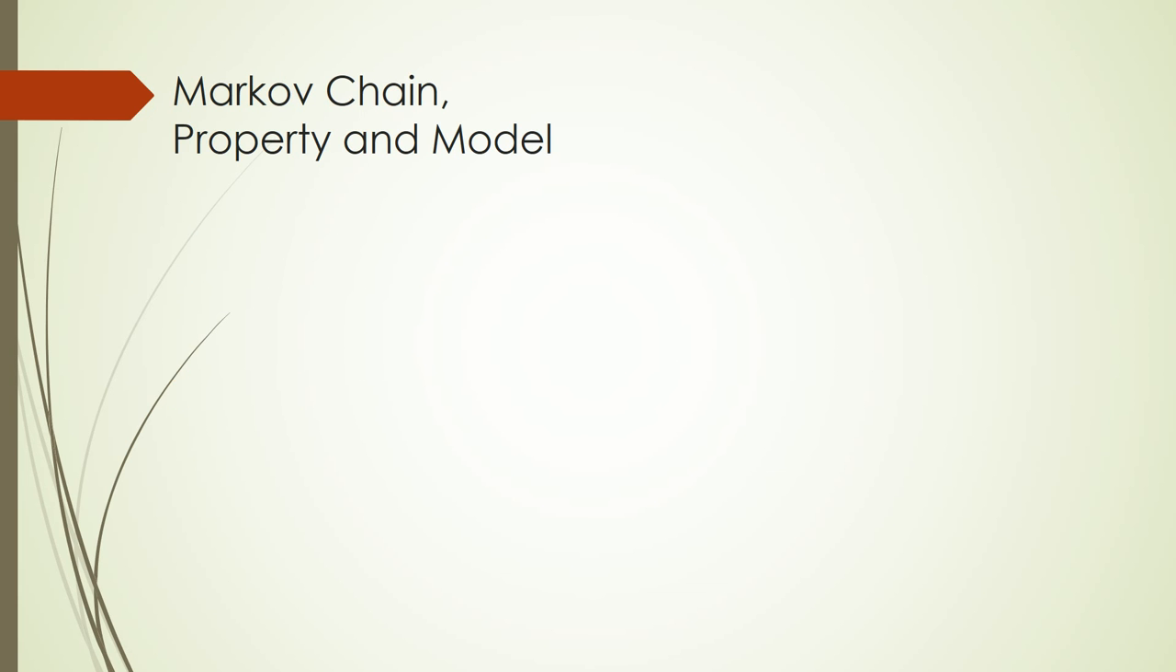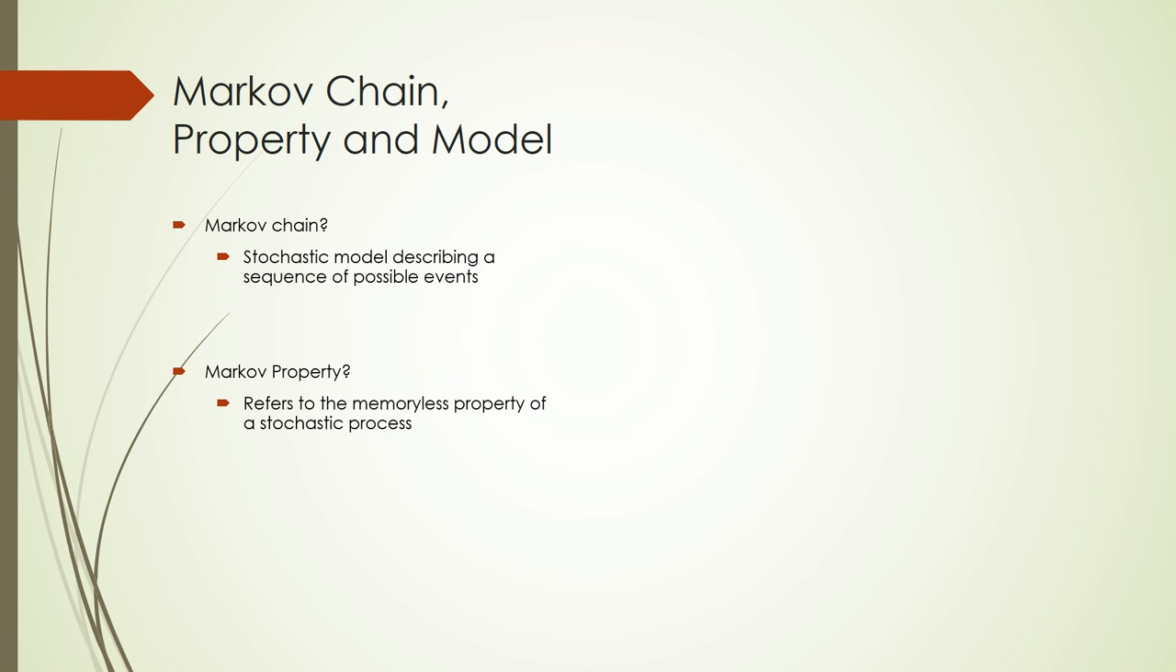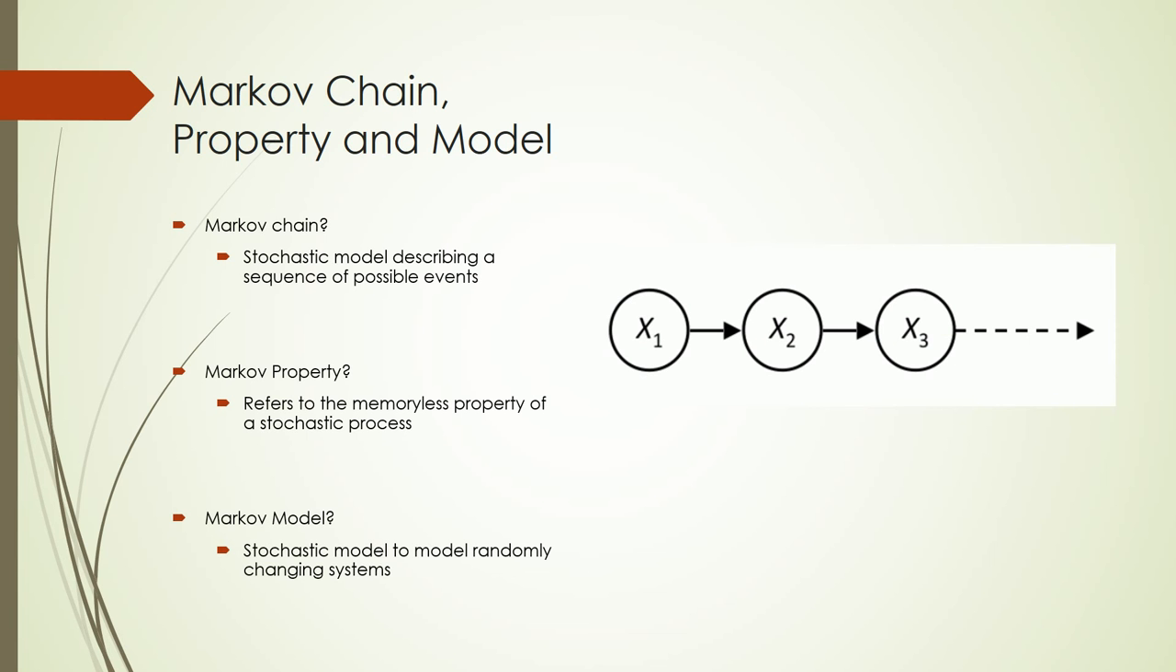So let's talk about the Markov chain, Markov property, and Markov model. So what is a Markov chain? A Markov chain is a stochastic model describing a sequence of possible events in which the probability of each event depends only on the state attained in the previous event. So that is a Markov chain in simple words. Now let's go ahead and talk about Markov property. Markov property is a stochastic model which is used to model randomly changing systems.